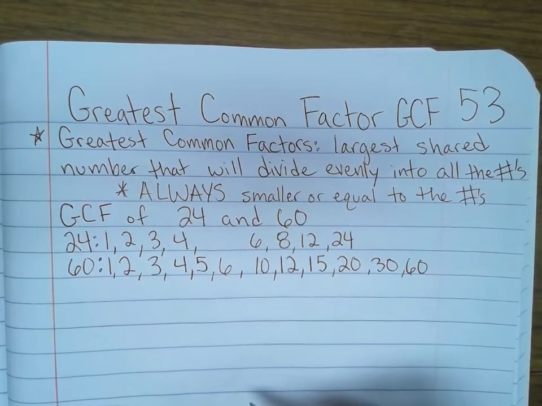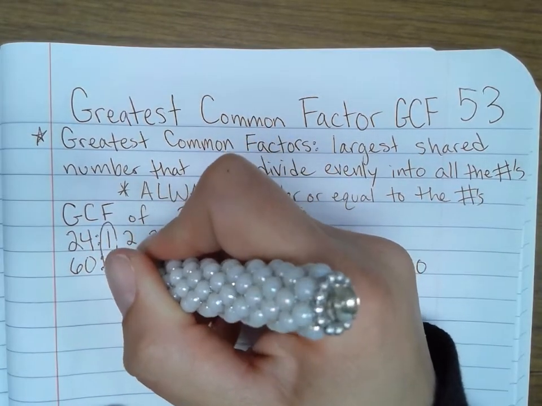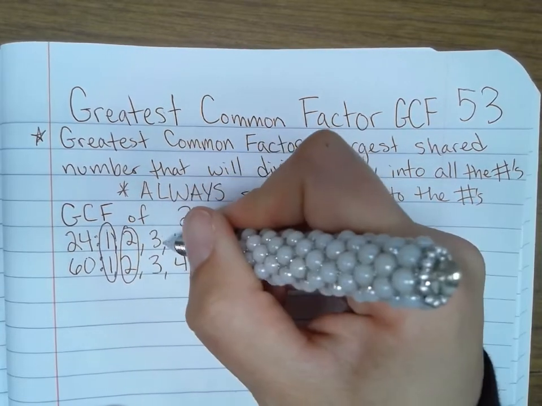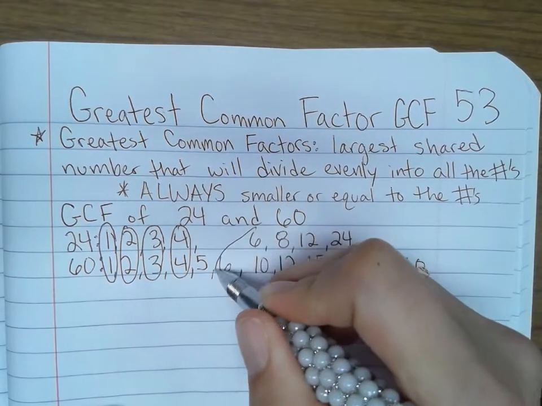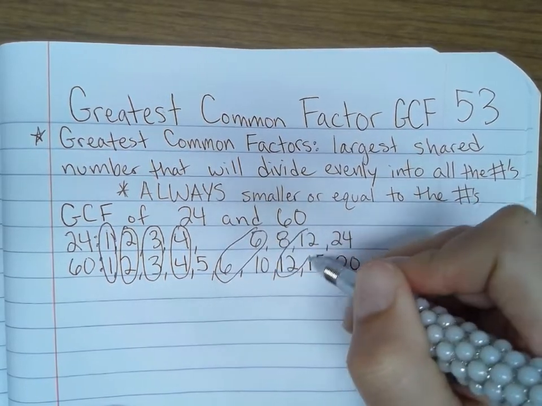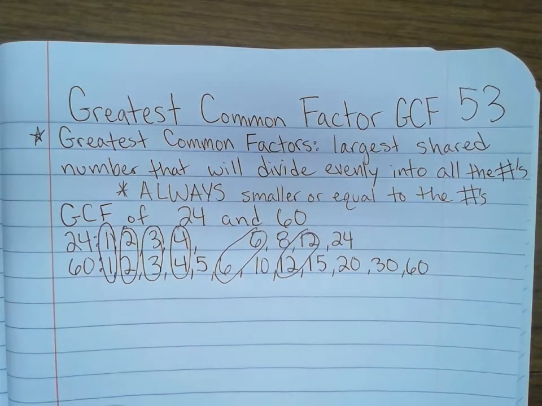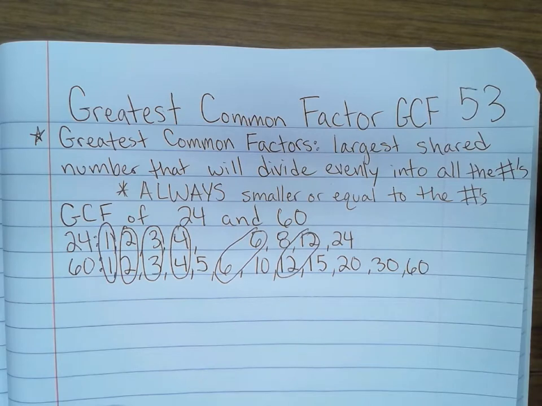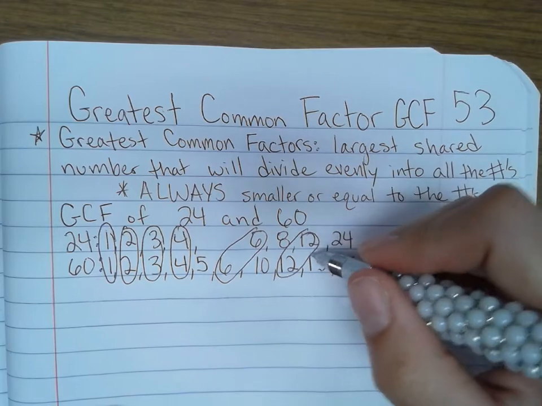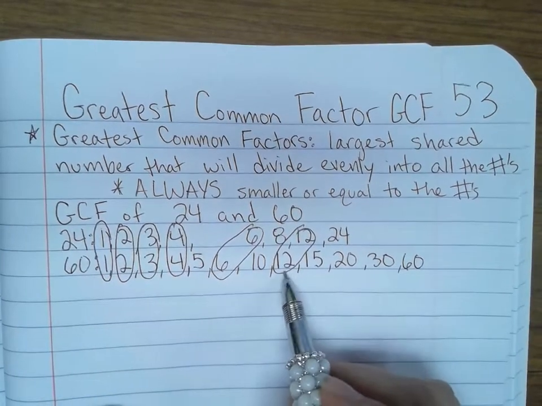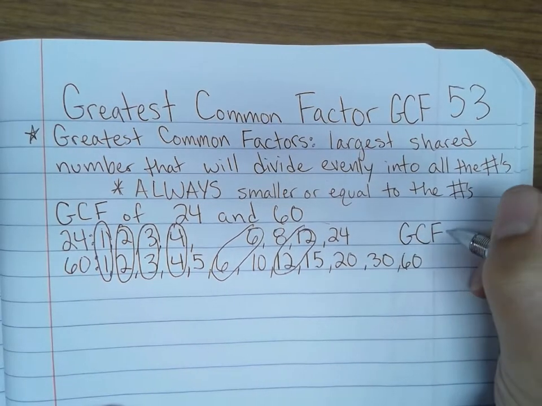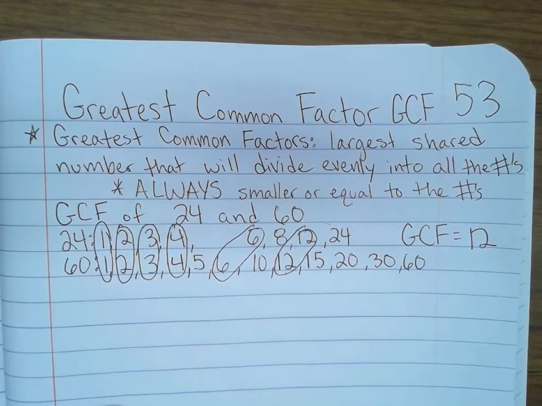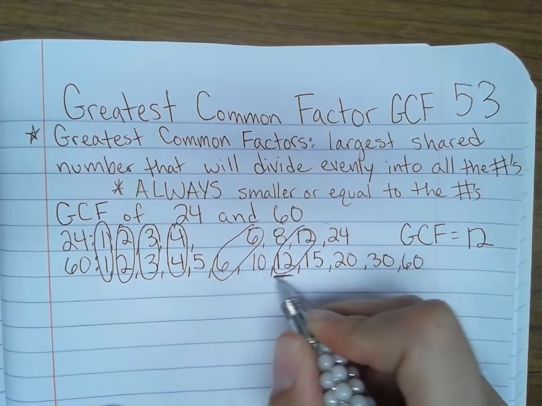Now we're just going to look at all the ones they share in common. Well, I can see 1 they share in common, 2, 3, 4, 6, 12. And from there, I don't see any others that they share in common. So 12 is the largest of these common factors. So my greatest common factor of these two numbers is 12. But you can see how it's the largest.